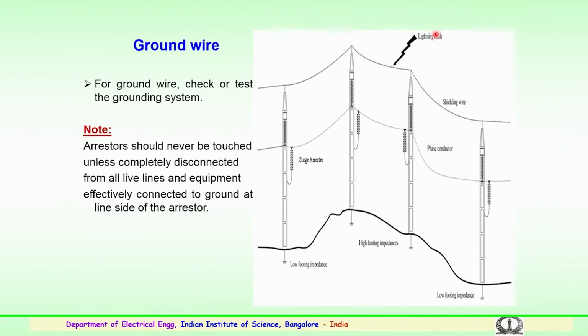This was a typical lightning flash occurring to the grounding or shielding wire which is connected in the substation. And you also see the importance of the tower footing resistance, the high footing impedances. We will be discussing the tower footing impedances, or what is the minimum resistance required for the earthing or grounding in any high voltage substation.